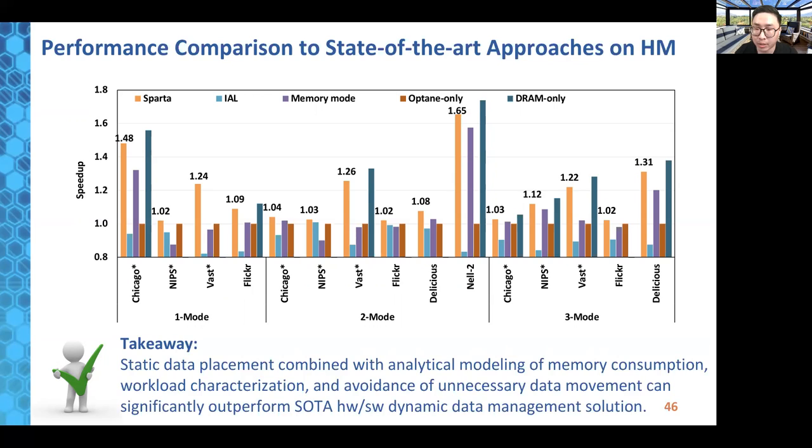Compared with domain knowledge and the workload characterization, employing the static data placement can have opportunity to significantly beat the state-of-the-art hardware and software-based dynamic data migration. We hope our observations can inspire and boost other algorithm and application design.